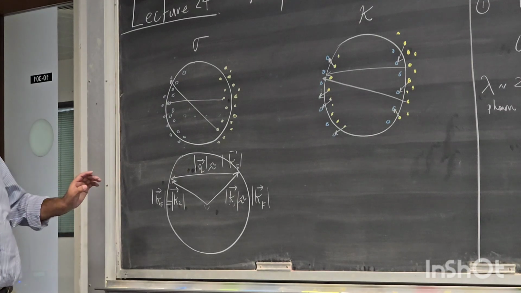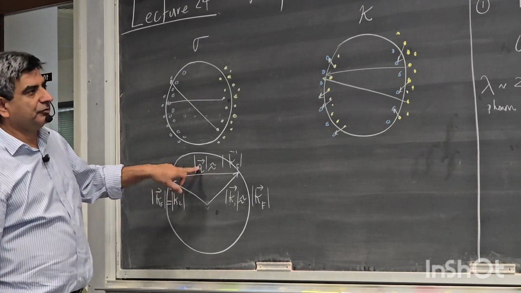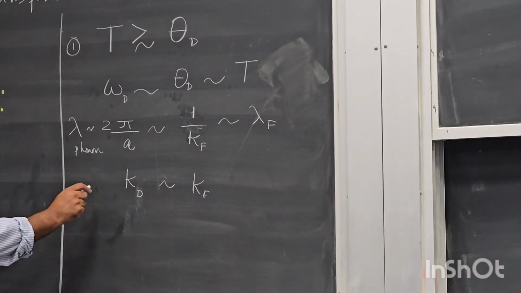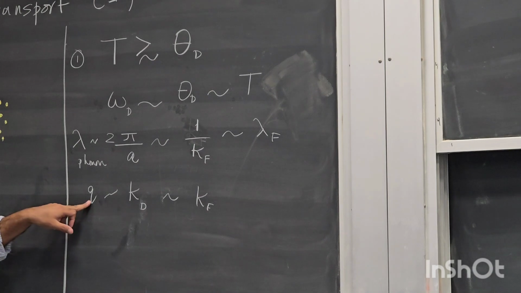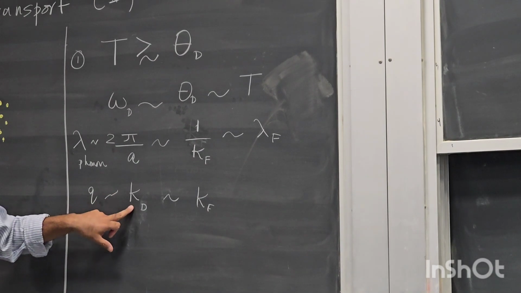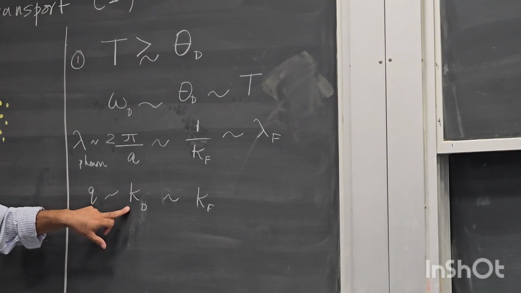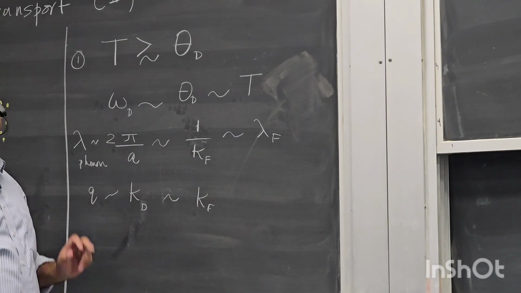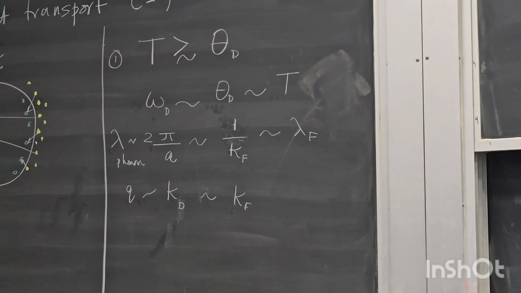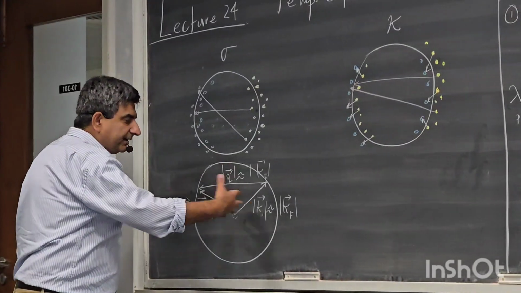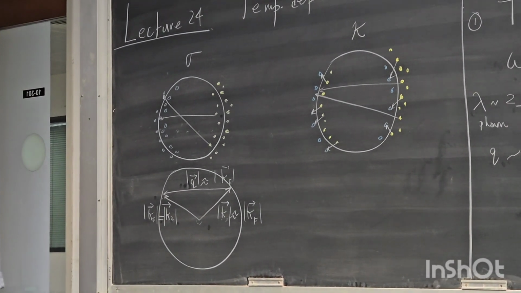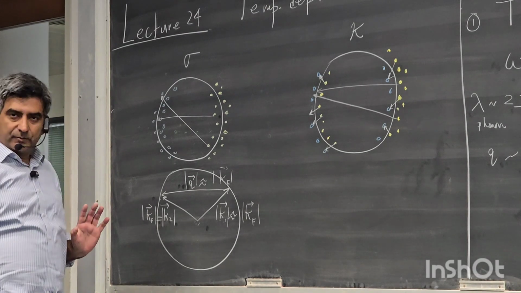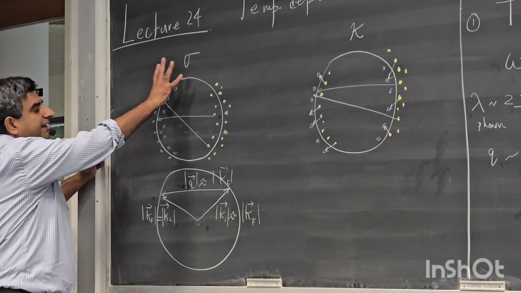Now at large temperatures, we do know that q, which is nothing but kD, q is the wave vector of the phonon, which is roughly comparable to the Debye wave vector, which is comparable to the Fermi wave vector. All three are the same. So this process can happen easily, with facility, at high temperatures. So this process does happen. Okay, so at high temperatures, this is an efficient process.